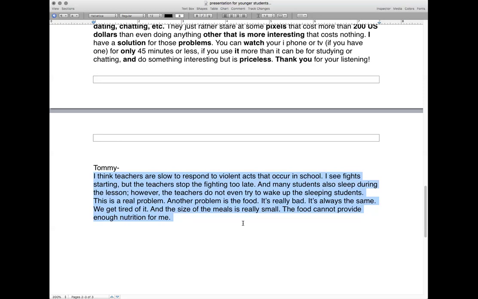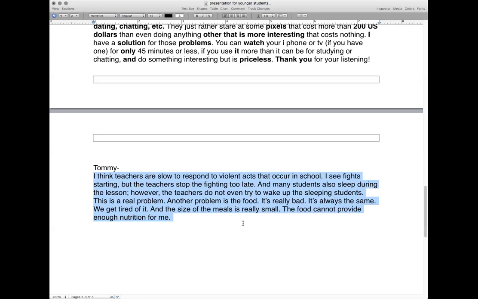Ready, Tommy? I think teachers are slow to respond to violent acts that occur in school. I see fights starting, but the teachers stop the fighting too late. And many students also sleep during the lesson. However, the teachers do not even try to wake up the sleeping students. This is a real problem. Another problem is the food. It's really bad. It's always the same. We get tired of it. And the size of the meals is really small. The food cannot provide enough nutrition for me. All right, Tommy, you read.